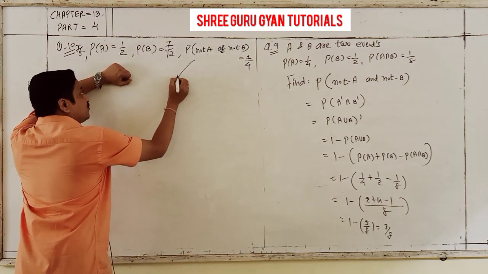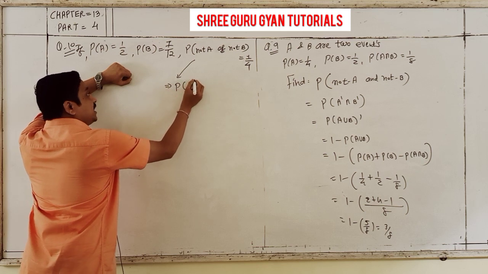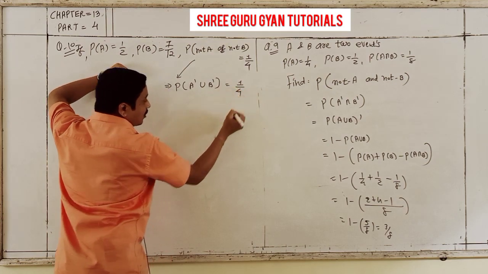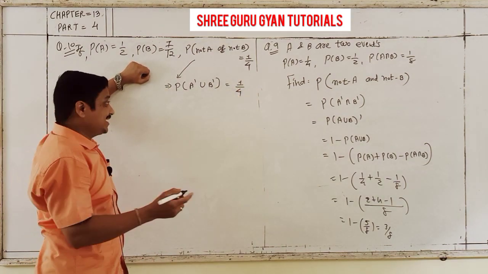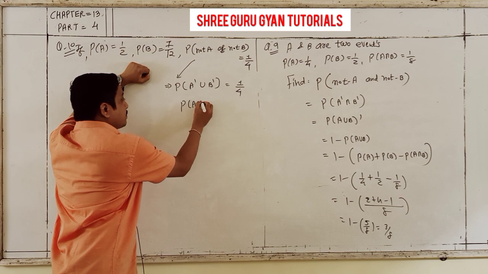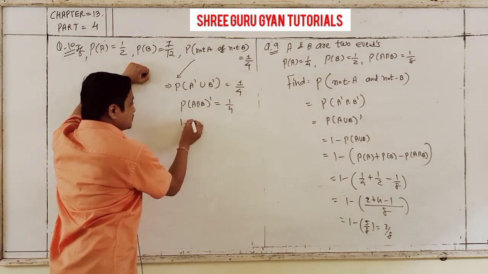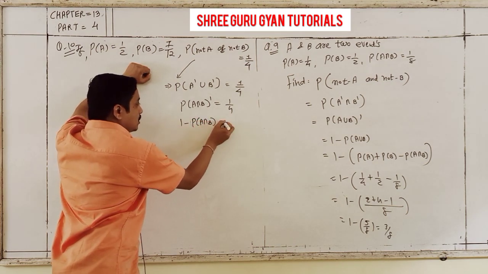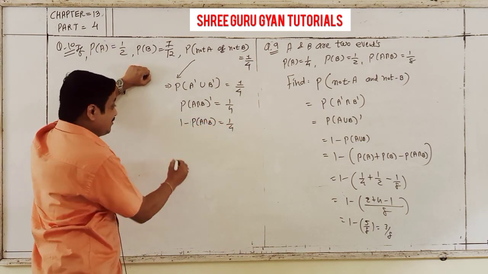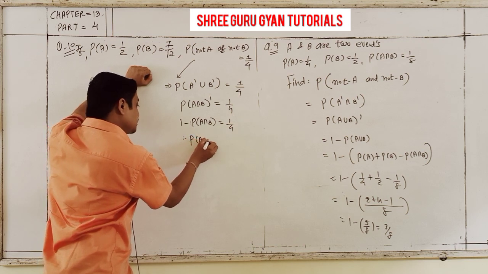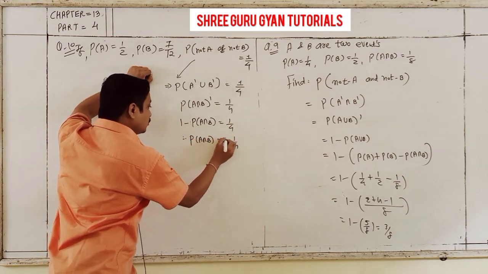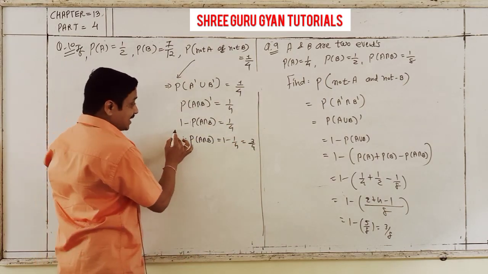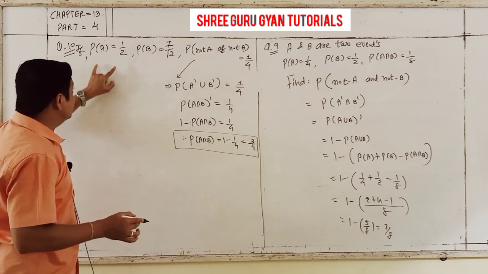So first of all I will explain here. Not A or not B means A dash or B dash is 1/4, and here you calculate the further case. P of A intersection B whole dash is 1 minus P of A intersection B, and define your A intersection B value. Probability of A intersection B is 1 minus 1/4, it will be 3/4.